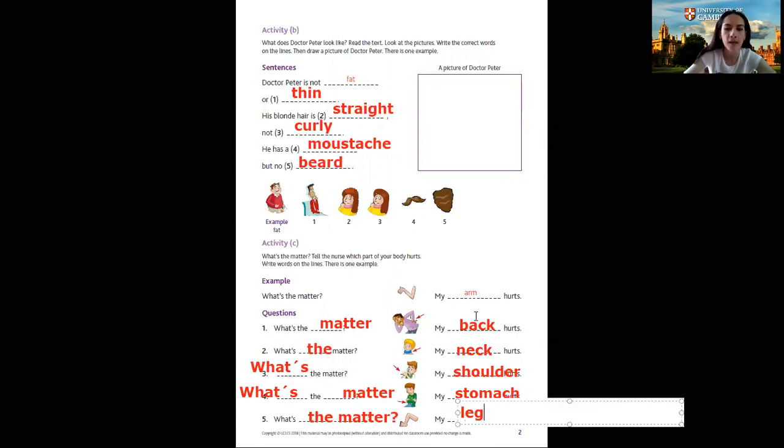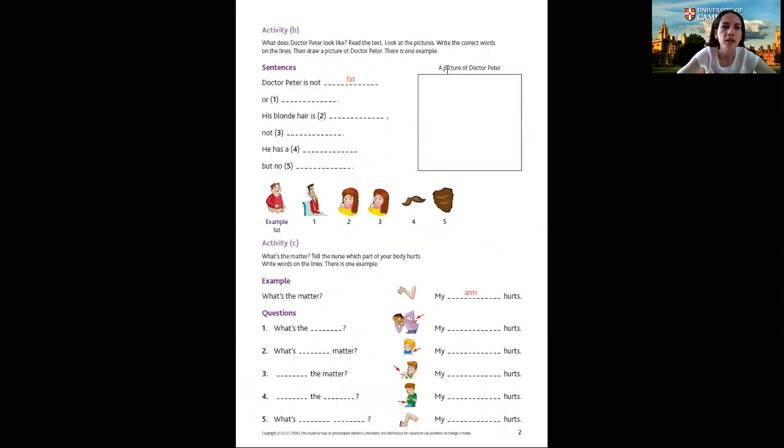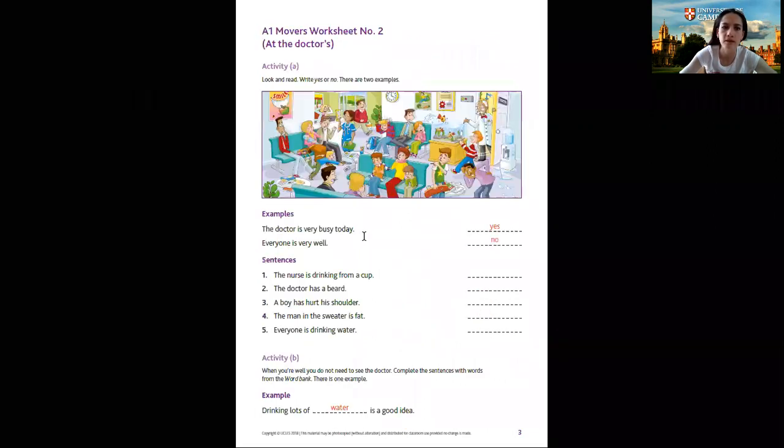My leg hurts. Okay, so today we practiced some vocabulary about physical characteristics. Look at this: thin, fat, curly, straight, mustache, and beard. Okay, the new question is what's the matter? And we practiced some body parts: arm, back, neck, shoulder, stomach, and leg. Okay, let's take a look at the next exercise.